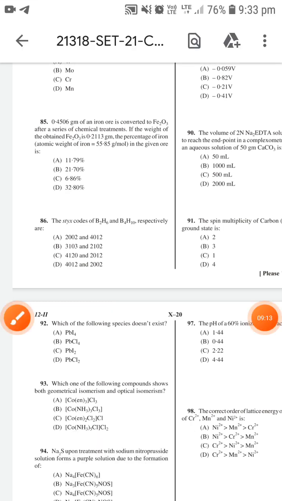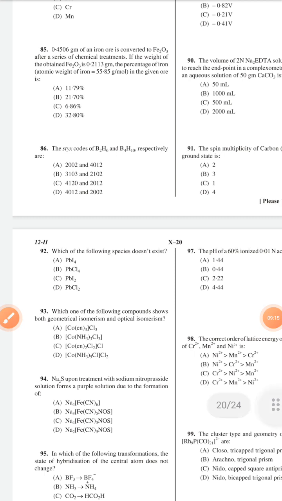Now 86. The styx codes of B2H6 and B4H10 respectively are. Here the correct option is option A.